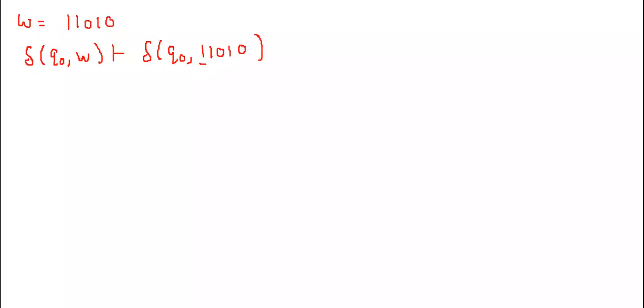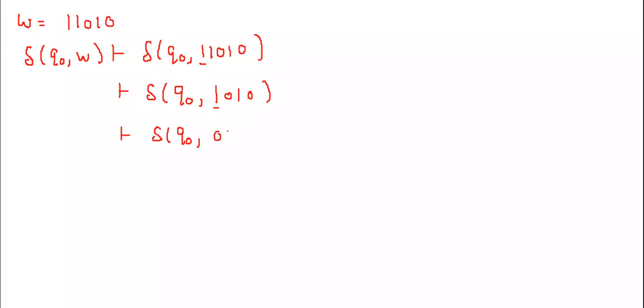Now let us consider another string W equal to 11010. Now we know clearly that there is no substring 0, 0, so it is not accepted. But we have to prove it. Delta of Q0, comma, what is your string? 1, 1, 0, 1, 0. Now apply this 1 on Q0. Where are you going? You will be on Q0 only. What is the remaining string? 1, 0, 1, 0. Upon applying 1 on Q0, again you will be on Q0 only.